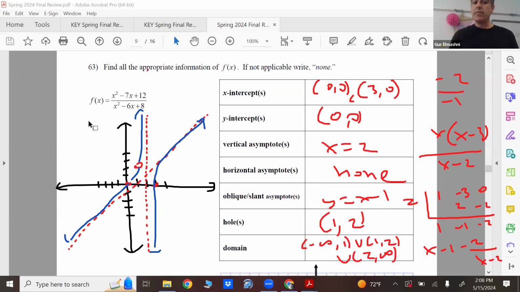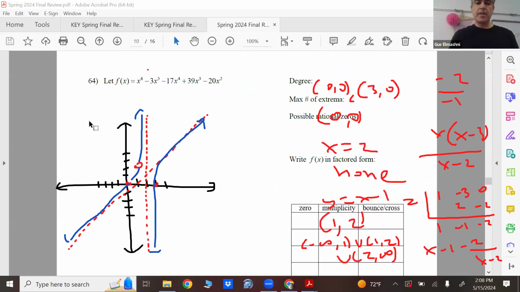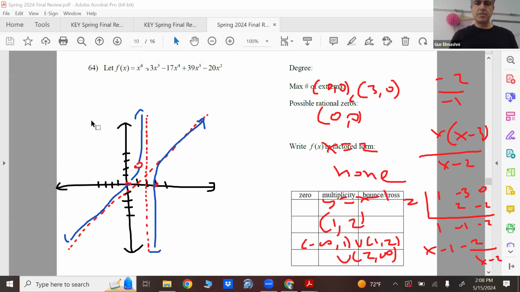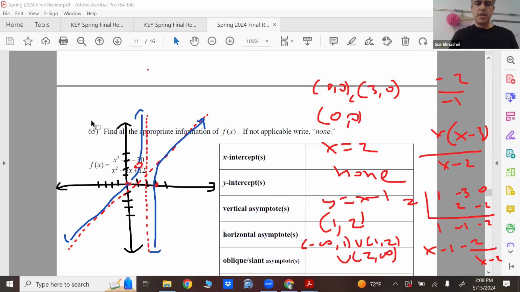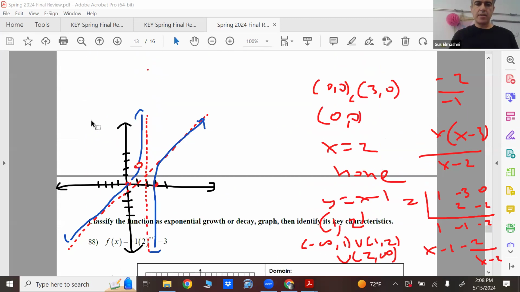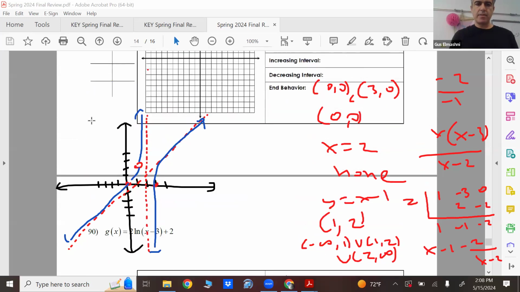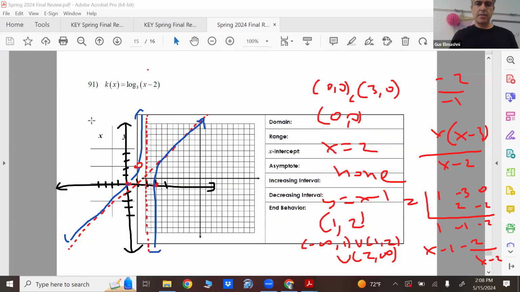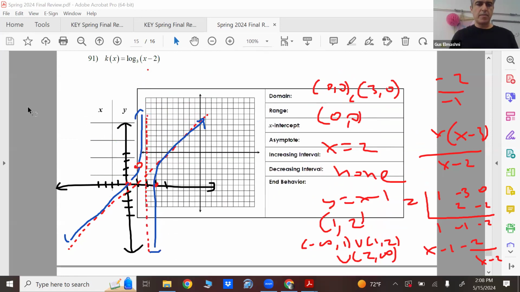So you could practice another one on 63. I won't do it. Let's talk about a log graph. We'll do this one here, 91.